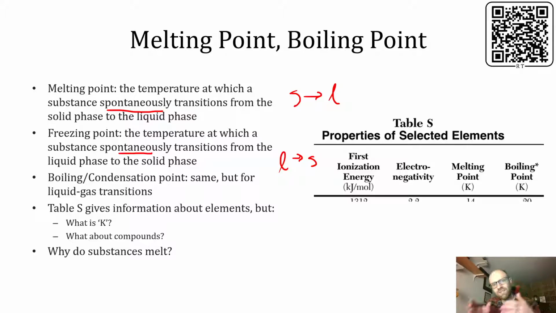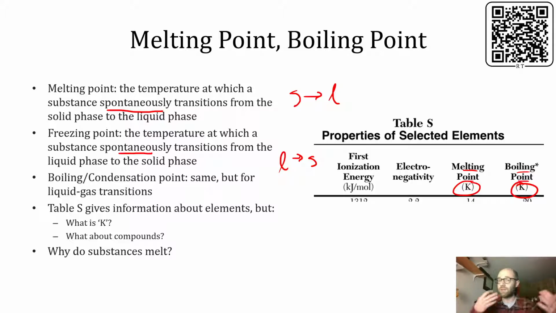I kind of want to steer us in a bit of a direction here. We've seen these before, earlier in the year. These words, melting point and boiling point, on Table S of your reference table. There's two things that show up here that cause me some concern. One, yeah, there are melting points listed for elements, but there's this K here, and that K doesn't mean potassium. So how do we figure out the melting points for compounds?